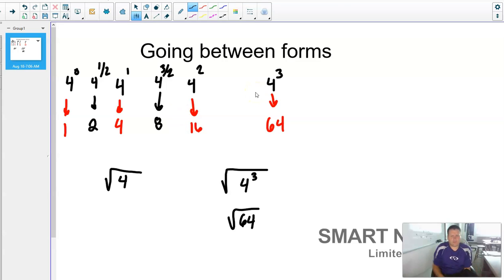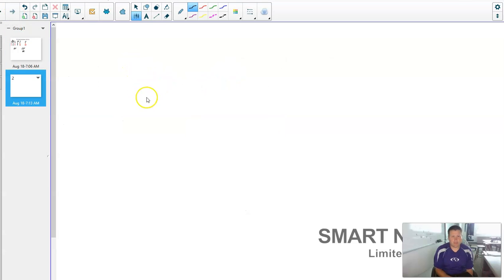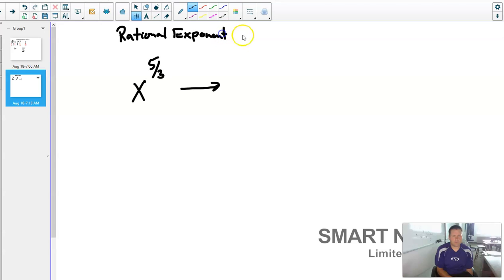So what I really want you guys to be able to do is go from rational exponents to radical form, and then radical form to rational as well. That's what I want you guys to be able to do. So let's introduce variables now. Let's just say we had x to the 5/3. This is a rational exponent, and I want it in radical form or roots.